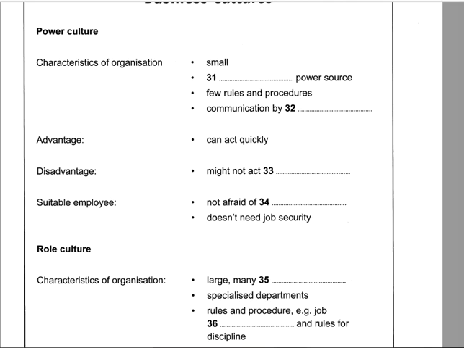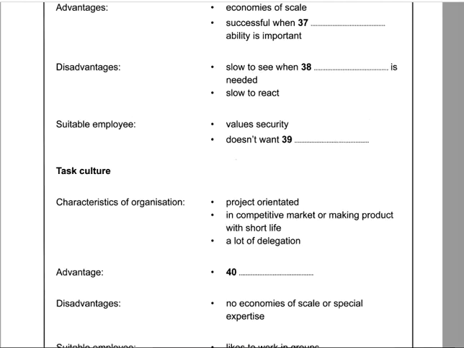What are the benefits of this kind of culture? Costs, or overheads as they're known, are low in relation to its output or what it produces. In other words, it can achieve economies of scale. And secondly, it is particularly successful in business markets where technical expertise is important. On the other hand, this culture is often very slow to recognize the need for change, and even slower to react. What kind of person does this type of culture suit? Well, it suits employees who value security and who don't particularly want to have responsibility.